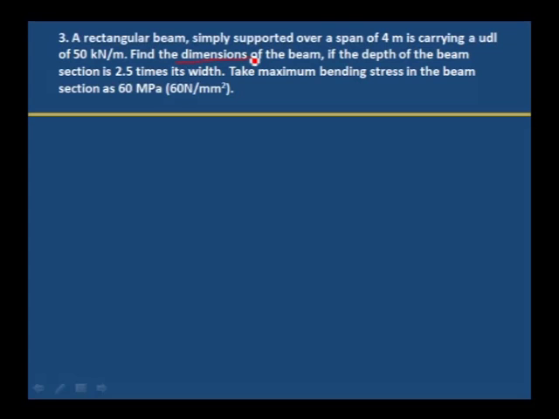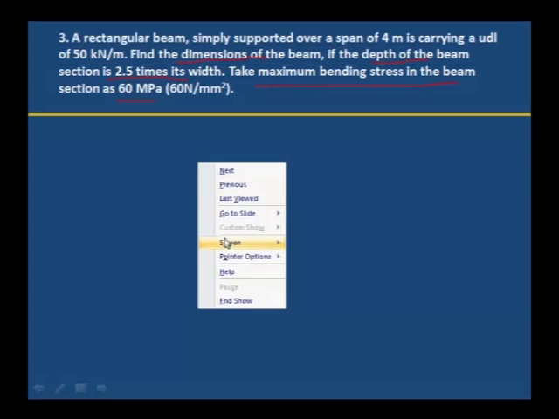In this problem, we have to find out the size of the beam. Here the relation between the 2 dimensions is given: depth is 2.5 times the width. Take the maximum bending stress in the beam section as 60 MPa. Bending stress we can abbreviate as sigma or F. This is 60 MPa, that is 60 newtons per mm square. These are the data given.